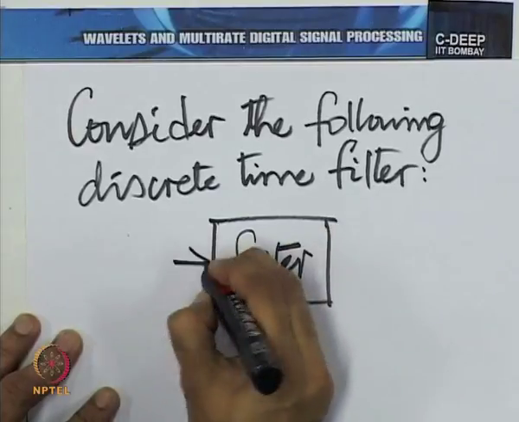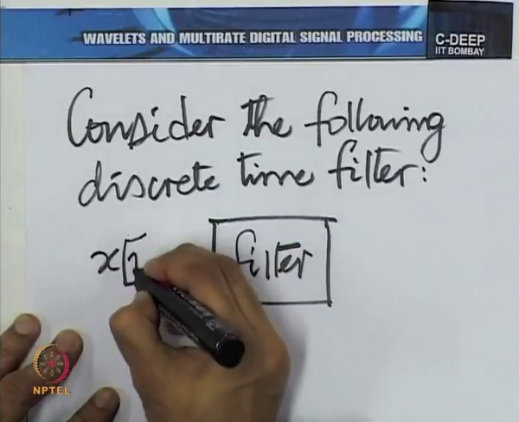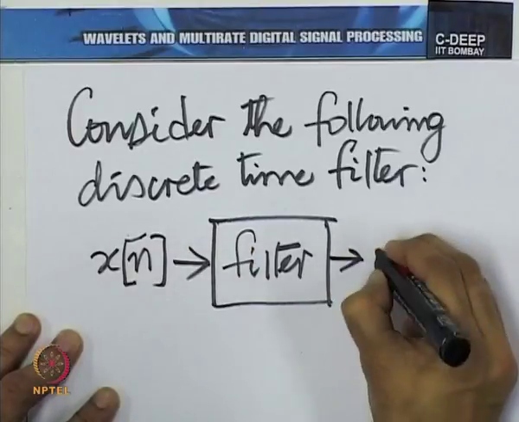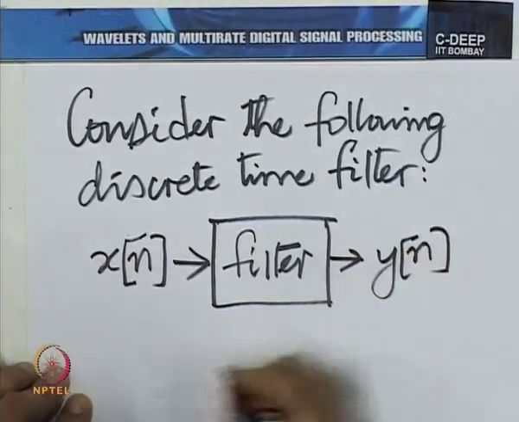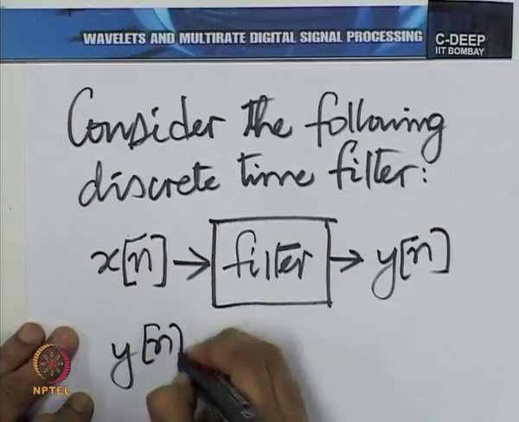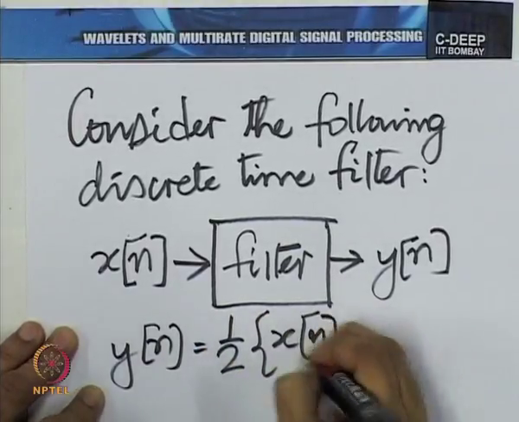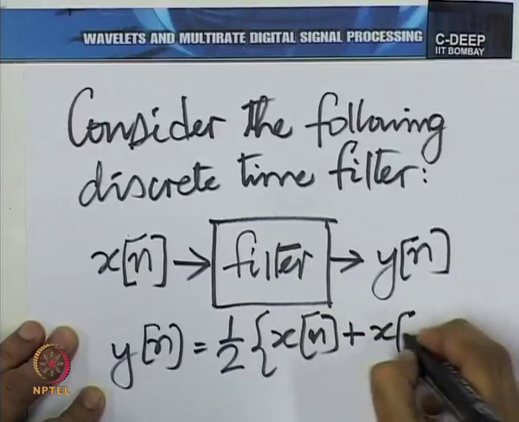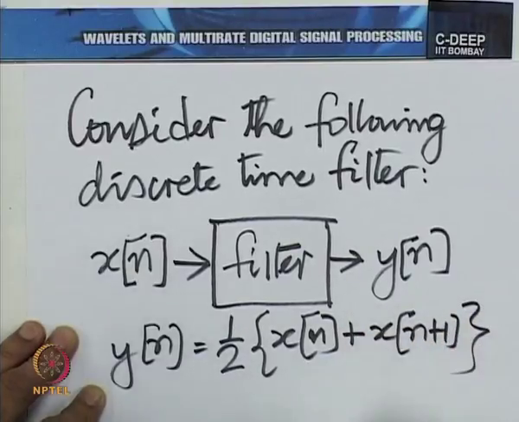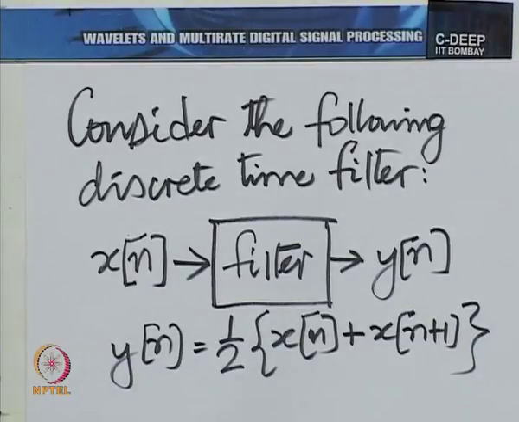Let the input be x of n and the output be y of n, and y of n is half of x n plus x of n plus 1. You know, it is a non-causal filter. Let us not worry too much about it for the moment. Let us accept it even if it is non-causal.